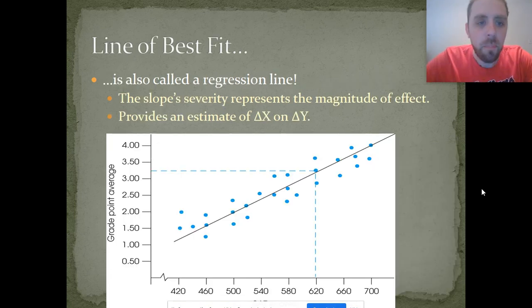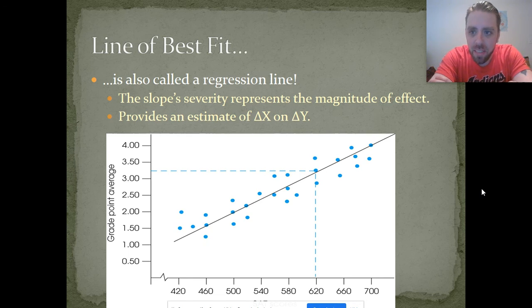Okay, so let's move on. Remember our old friend, the line of best fit? Well, it turns out that it has a second name that it goes by. The line of best fit that we put through a scatter plot of two interval level variables is also called a regression line.